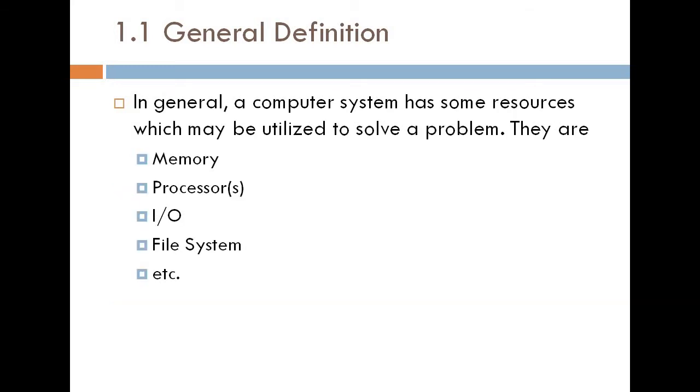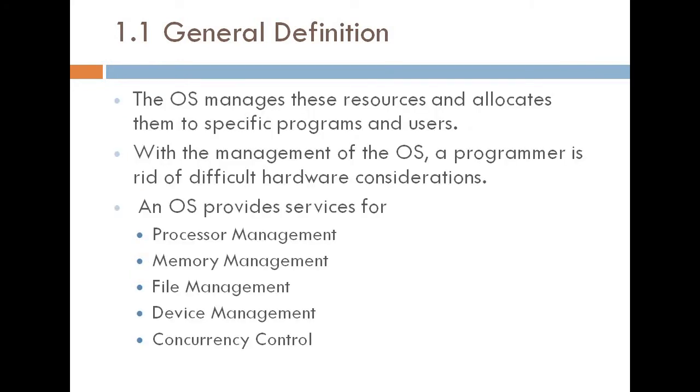In general, a computer system has some resources, as we have already known, which may be utilized to solve a problem, that are memory, processor or CPU, input output or peripheral devices, file system, etc. These are some important resources. So the operating system manages these resources and allocates them to specified programs and users. With the management of the operating system, a programmer is rid of difficult hardware considerations.